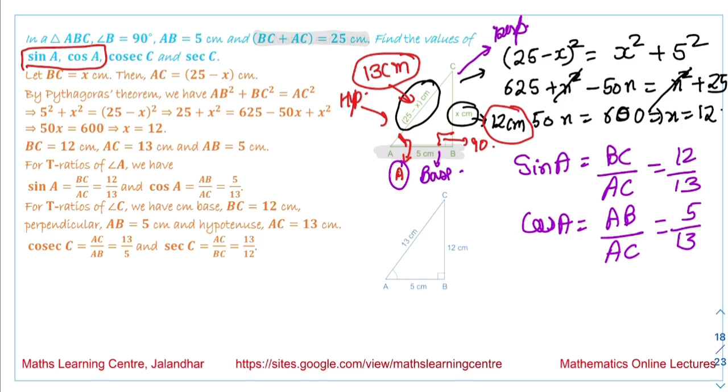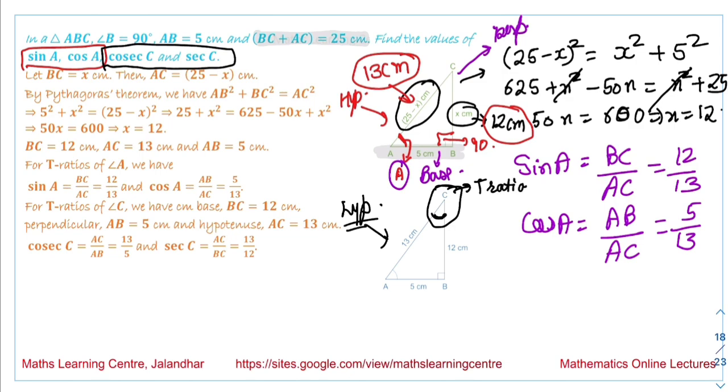Next we have to calculate the trigonometric ratios corresponding to cosecant C and secant C. So now we are saying this angle is C over here. This side is the hypotenuse. We are talking about the T ratios corresponding to C. So this is the hypotenuse, this will be the base now, and this is the perpendicular.